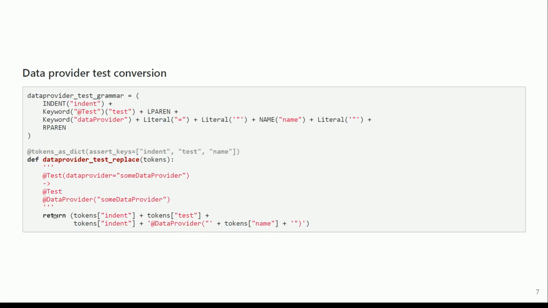The following return takes the name of the data provider and puts it here, and we grab the indent as well, so we properly indent the second line. Otherwise, it would start at the beginning of the new line, and we would have to format it, which is annoying. So this automatically puts the correct indentation in there.